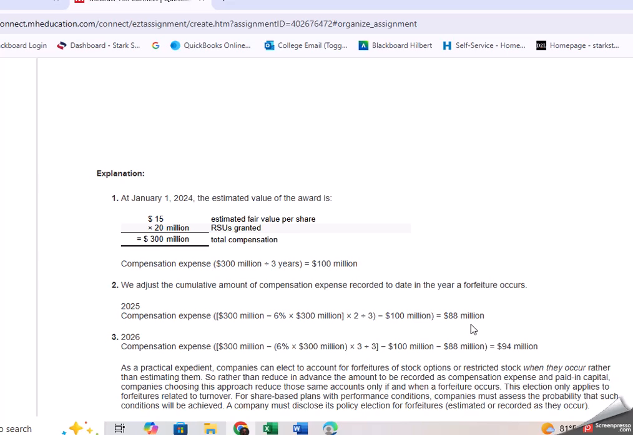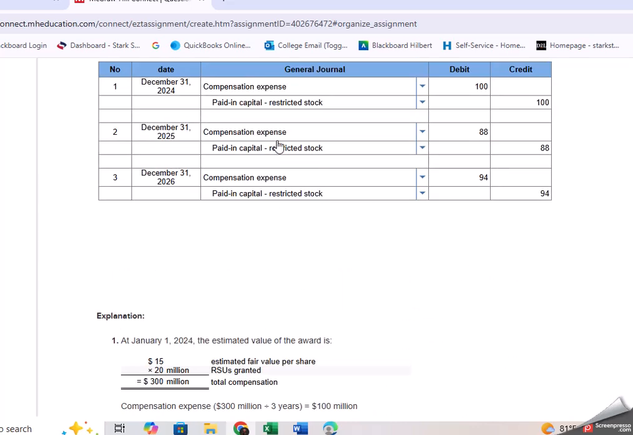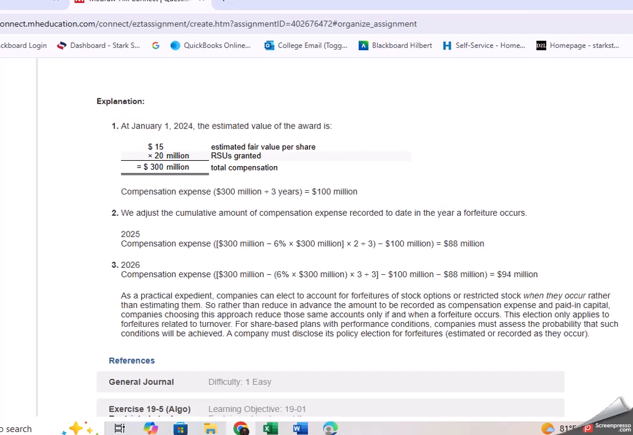So again, the 6% times the 300 gives us 18 million. So we subtract 18 million from 300, and that gives us 282 million. Times 2 divided by 3 gives us 188 million. Now my calculator's working. And then we subtract out the 100 million that we took last year. And then that 88 million is what we're going to charge off to compensation expense and put into paid in capital for year 2.